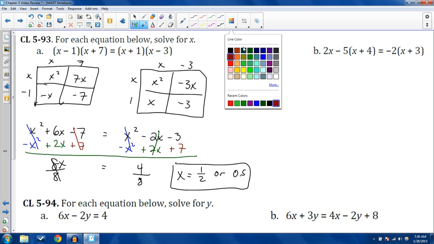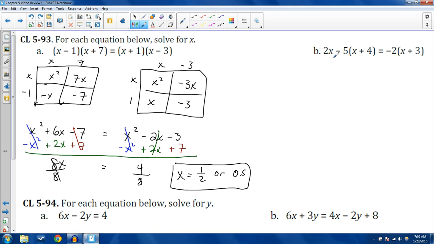Main reason why I want to do arrows is to say if you decide to use arrows, make sure you know what you're distributing. I have a 2x to start off with, but this guy needs to distribute, and this is a negative 5. It's not a positive 5. So negative 5 is going to multiply with x and with 4. And I'm also going to take this negative 2, and multiply it with x and 3.